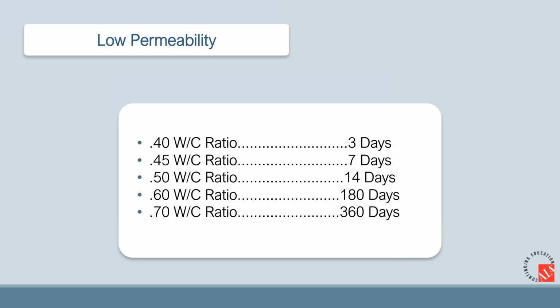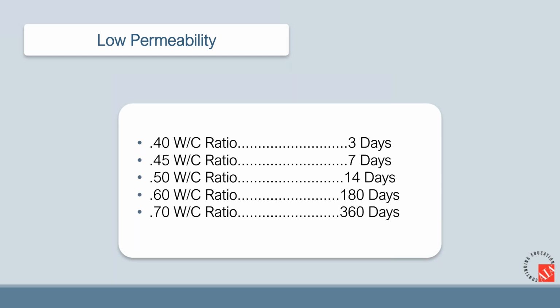Now, as a former contractor, I can attest. I can probably water cure a slab for 3 days. At 7 days, I'm pushing my limits. Now I'm running risk. At 14 days, it becomes cost prohibitive. But look what happens to the curing times that are necessary when you get above a 0.50. At a 0.60, it would take 180 days to cure the slab properly to achieve a slab to receive flooring without the risk of failure. You simply cannot do it.